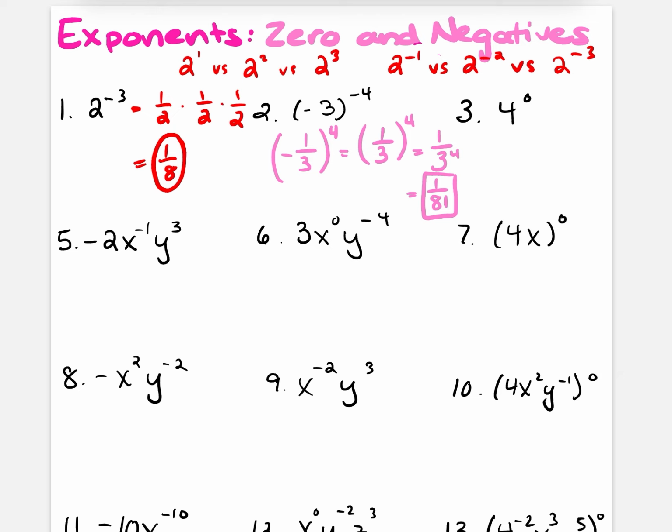4 to the 0 power is essentially 4 to the something. Let's say 4 to the first power divided by 4 to the first power. By our division rule, our quotient rule, this would be the same as 4 to the 0, 1 minus 1, which is just 1. Anything divided by itself is 1. So anything to the 0 power is essentially itself divided by itself, which is just 1.